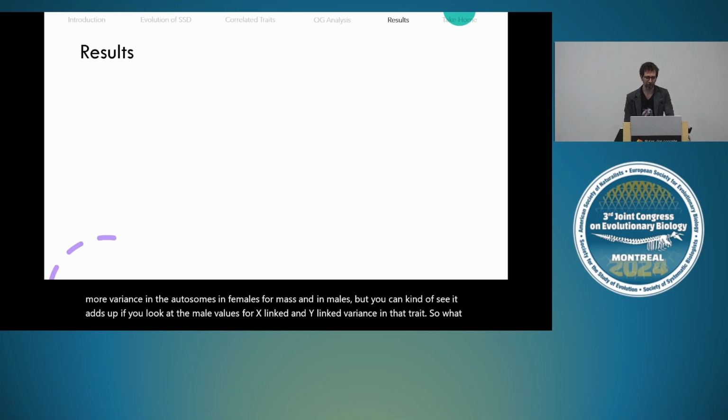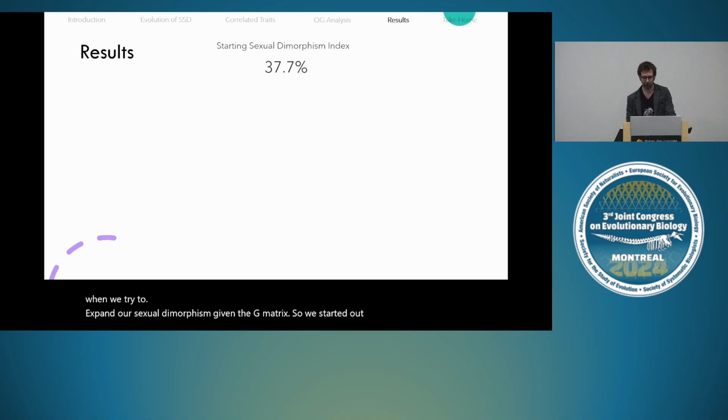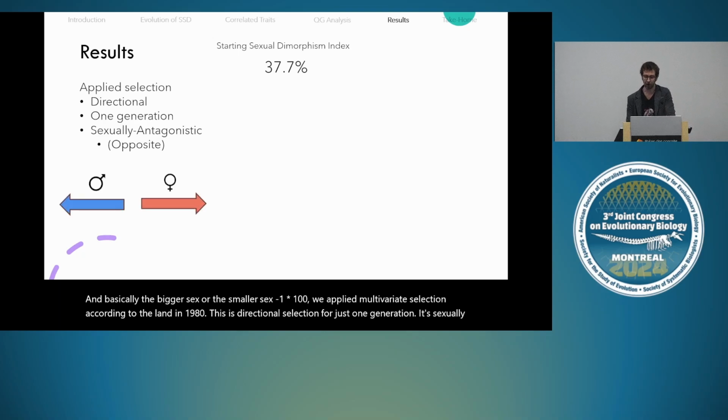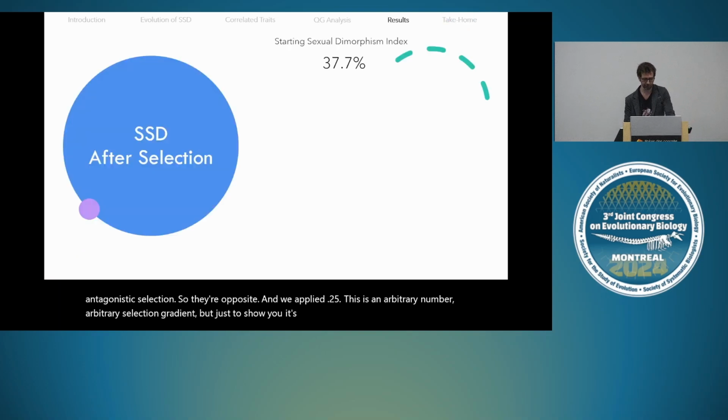So what does this all actually mean? Well, let's apply selection and let's see what happens when we try to expand our sexual dimorphism given this G matrix. So we started out with a 37.7% sexual dimorphism index. This is just a simple calculation, basically the bigger sex over the smaller sex, minus 1, times 100. We applied multivariate selection according to Lande 1980. This is directional selection for just one generation. It's sexually antagonistic selection, so they're opposite. And we applied 0.25. This is an arbitrary selection gradient, but just to show you it's even in both directions. What did we find?